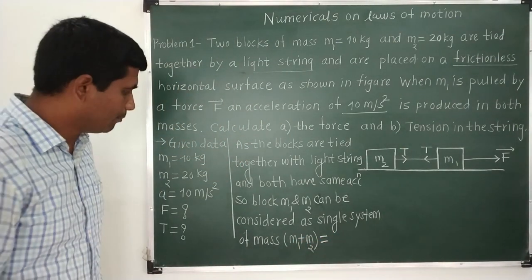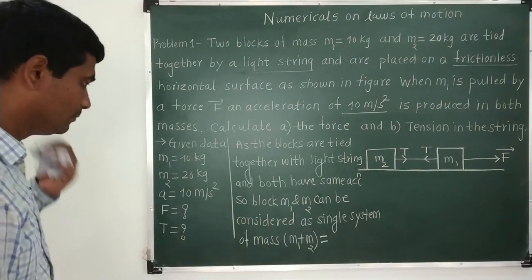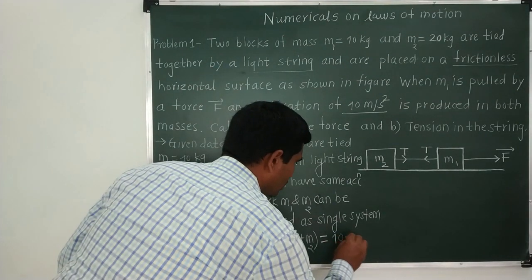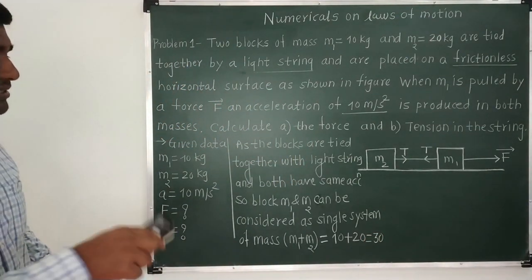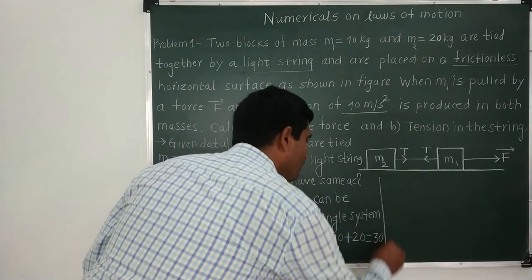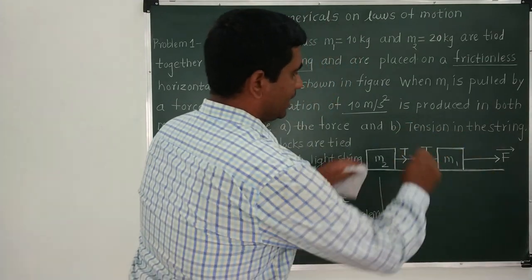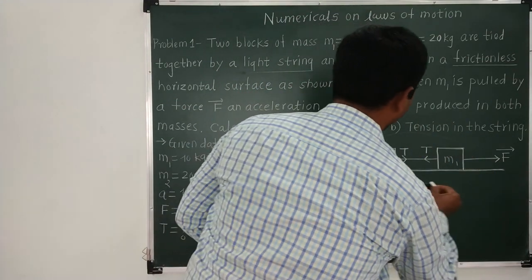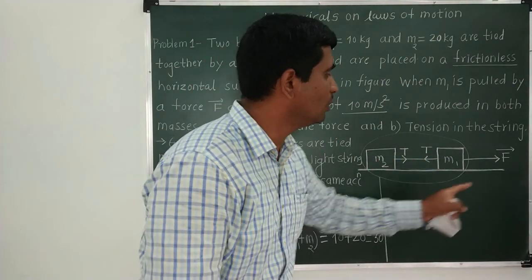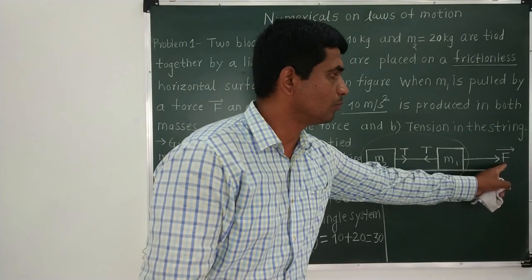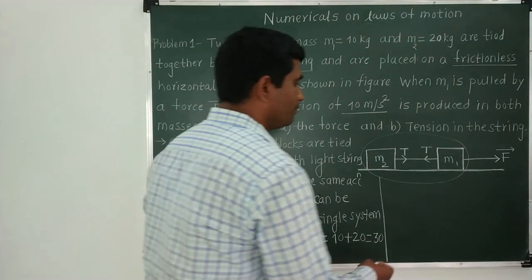Now in this case, the mass of block M1 is 10 kilograms and the mass of block M2 is 20 kilograms. So 10 plus 20 is equal to 30 kilograms. The mass of the combined system is 30 kilograms. Now we will apply Newton's law of motion to this system. This is a total system of mass M1 plus M2, and force F is acting on this block, and it is accelerated with an acceleration of 10 meters per second squared.